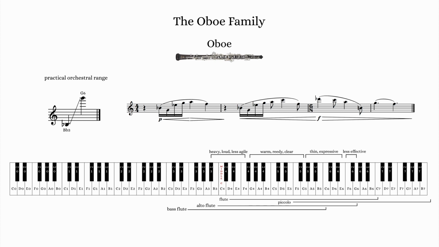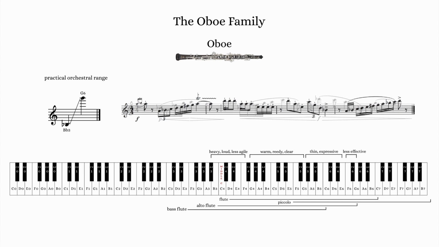The oboe is capable of many of the same agile passages as flute, with the exception of extremely fast tongued notes and repeated notes in quick succession. Double tonguing and triple tonguing are possible, but more difficult than on flute, and large leaps at a fast tempo are difficult, but possible. Trills and tremolos are fine, with half and whole step trills being much easier than larger intervals.